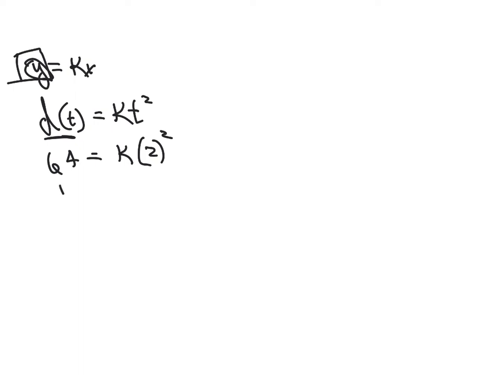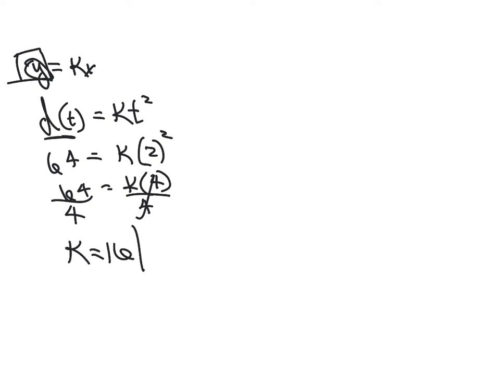So this is going to change. 64 equals K times 4. Divide by 4, divide by 4. And we end up with K equals 16. So that's what we're looking at first. Now we can look at A, B, and C.